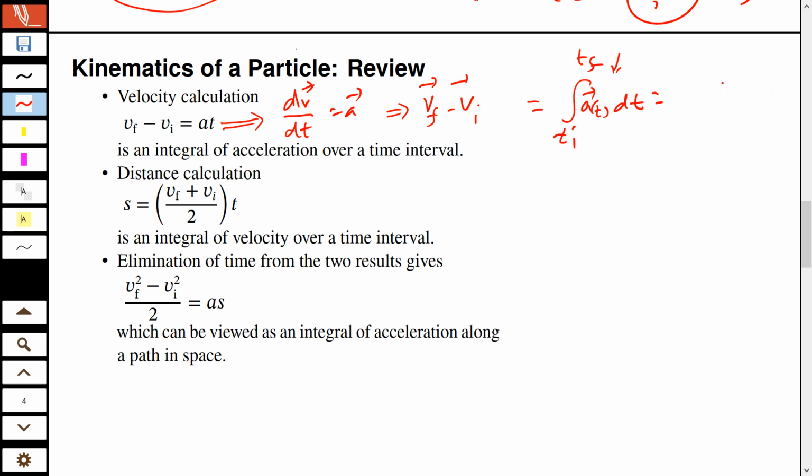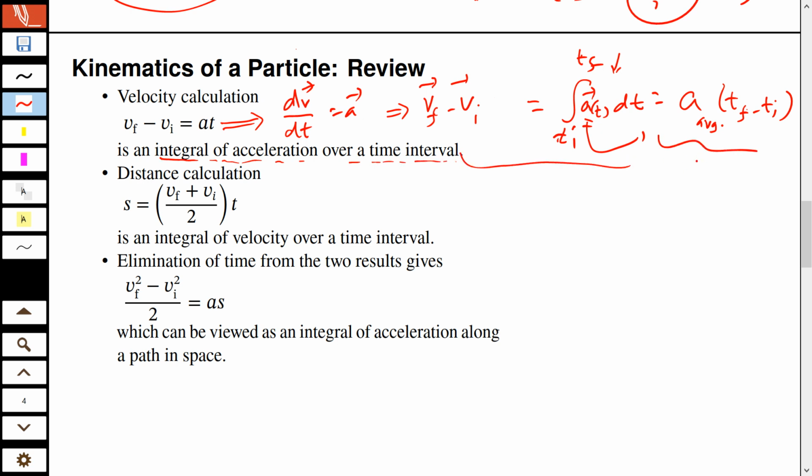You can still express this as something times tf minus ti, but this will not be the acceleration, because that is a time dependent quantity. This will be the average acceleration. Every integral can be written in the form of the average quantity multiplied by the length of the interval. This is the interval, so you can see this as an integral of acceleration over a time interval.